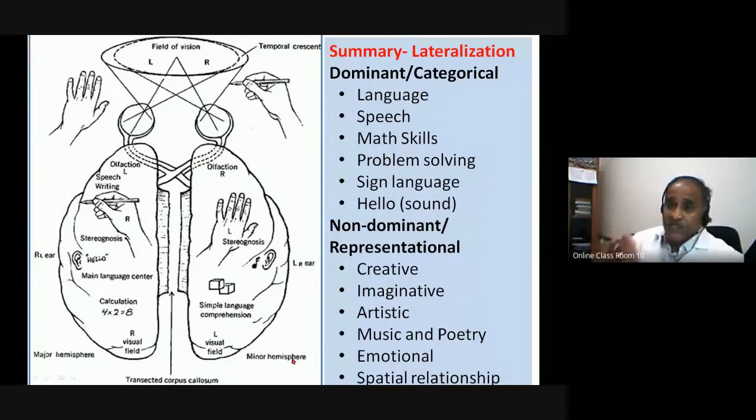I don't know whether the word minor is a good word or not, but it is being used as a minor hemisphere. This is the major hemisphere, and when you separate them out, that is the patients who were having epilepsy, who underwent the corpus callosum sectioning, Sperry studied in these patients and tried to analyze how these persons behave, the right hemisphere and the left hemisphere, and that won him the Nobel Prize.